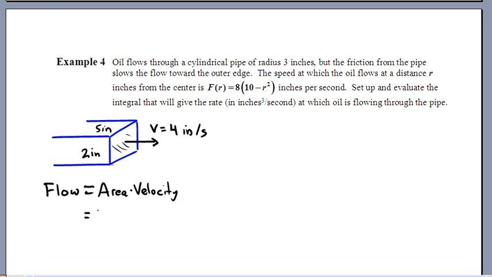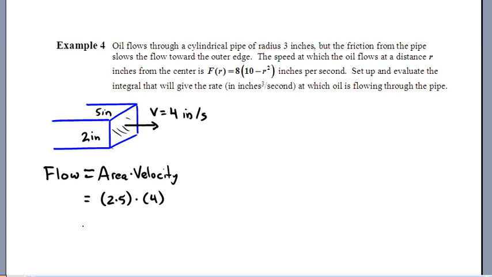So you could just take the area, which would be 2 times 5, and then multiply by the 4. And what do we get? We'd have 40. And so you could say, oh yeah, I've got 40 inches cubed per second. And that's going to tell you your flow rate. Well, that's great if it's a nice, beautiful rectangular pipe, and if every part of that area has fluid flowing out of there at 4 inches per second. But our story apparently is different.